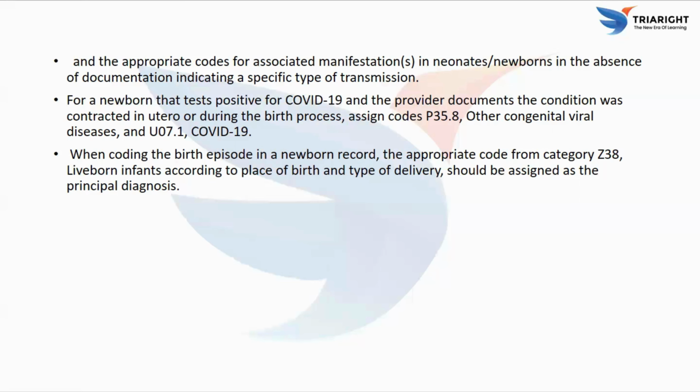So what have you learned from this slide? If a baby has complications due to infection, you have to add the codes for symptoms or manifestations. If the baby has a confirmed COVID-19 infection, then you have to code P35.8 plus U07.1. If it is a newborn birth record, which is the first day documentation, then you have to code only the Z38 code as the principal diagnosis. So this is about the guidelines for chapter 16 ICD-10-CM codes.